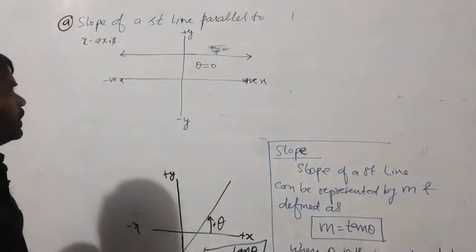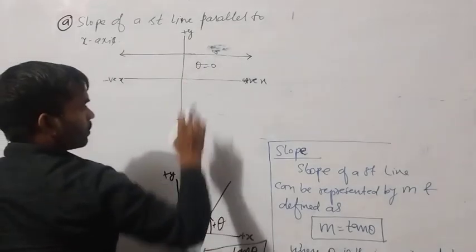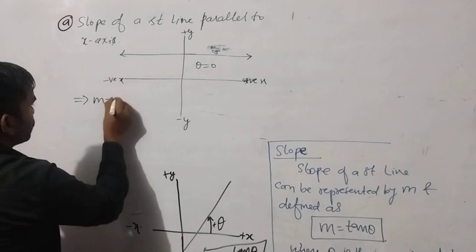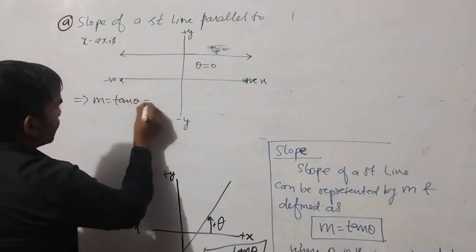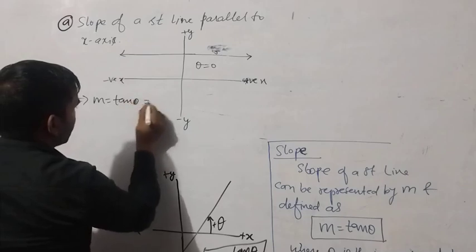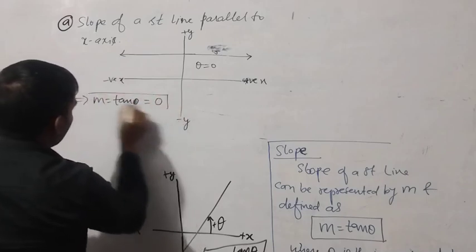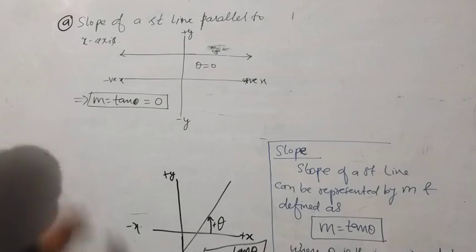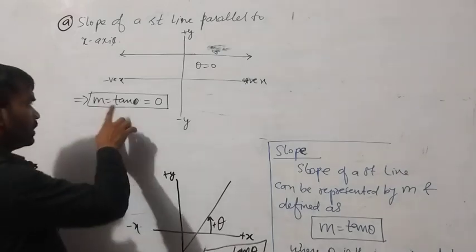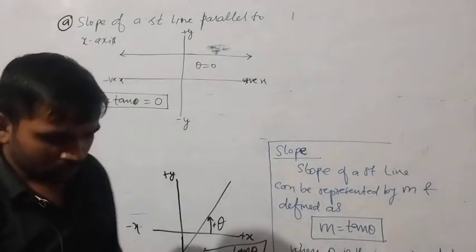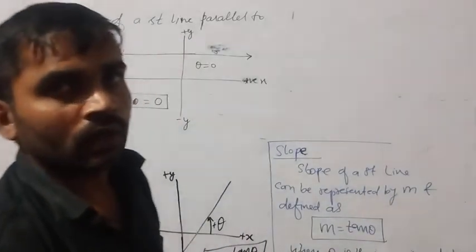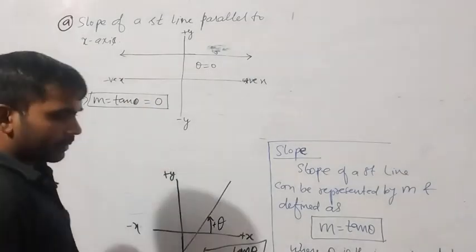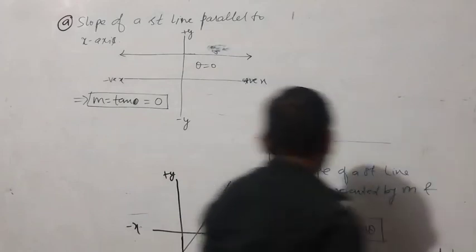So if the angle from the positive x axis is 0, then what will be the slope? m is equal to tan 0, which gives 0. So the slope of a straight line parallel to the x axis will be 0. Always remember this: the slope of a line parallel to the x axis is always 0. And the next thing is what?